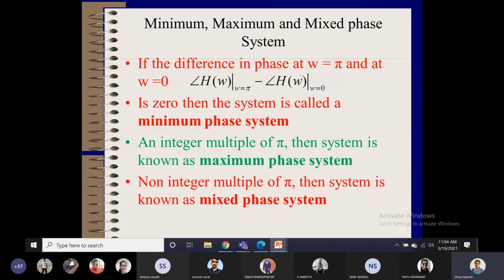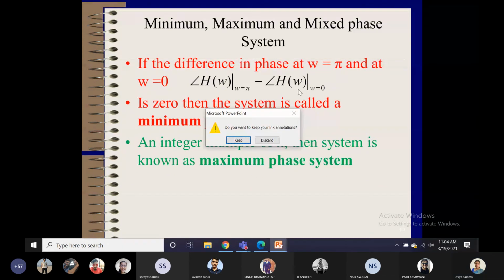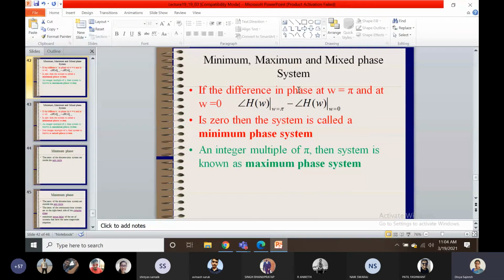One more chapter is there. After that, we will take up all these characteristics and design the filter as per the given specification. So let us summarize what we have learned. We will do one numerical for that.